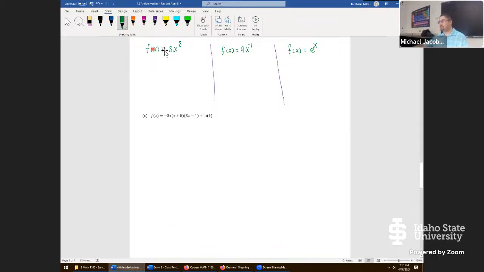I have 3 different functions. They're written in lowercase. That means we're trying to find an antiderivative, which would be typically written as uppercase. And in this whole set of notes, I'm using blue to denote antiderivative for this kind of context. So let's review how this ought to go.